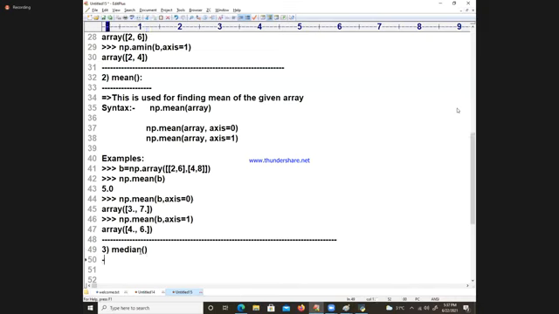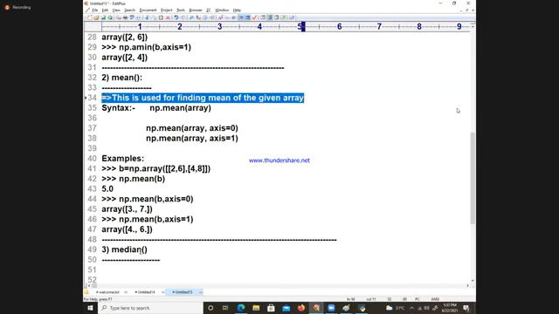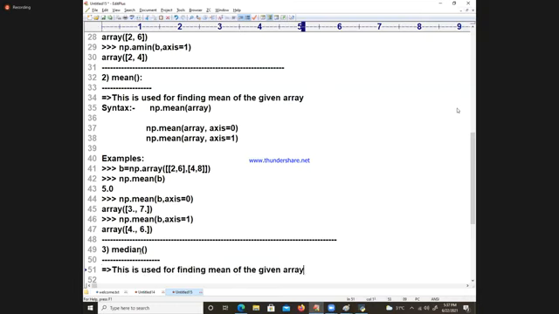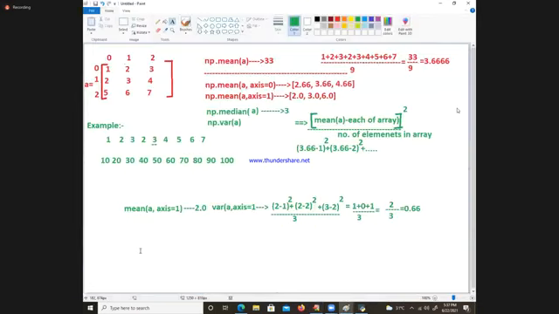Used for finding. Same wording. Median related operations, I told you guys. Median, I'm saying, is used for finding the median of a given array. How do you apply that?